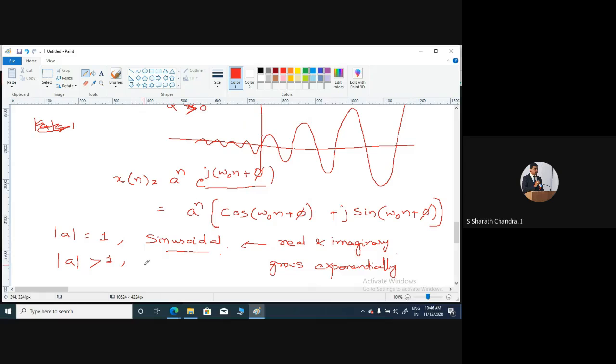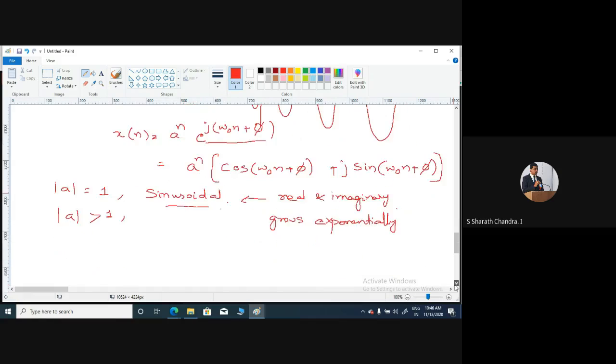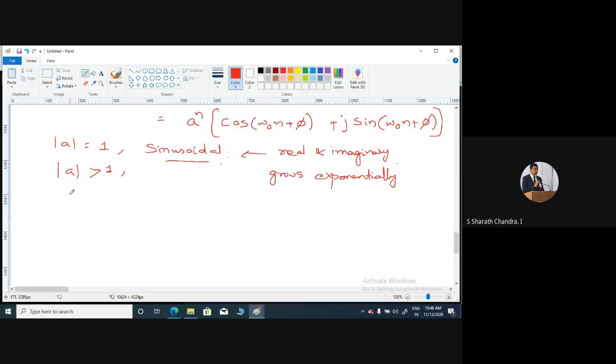And similarly, for mod a less than 1, it will be a sinusoidal signal, but it decays exponentially in this case. These are the various cases when a takes different values.